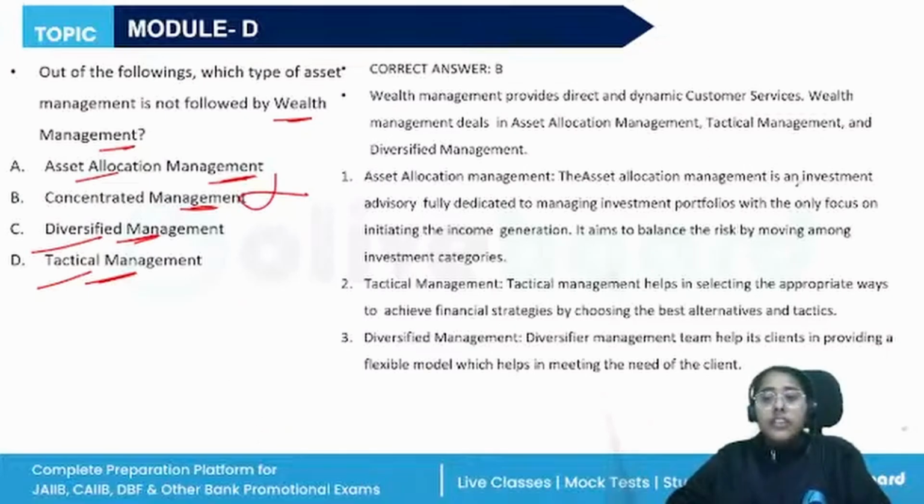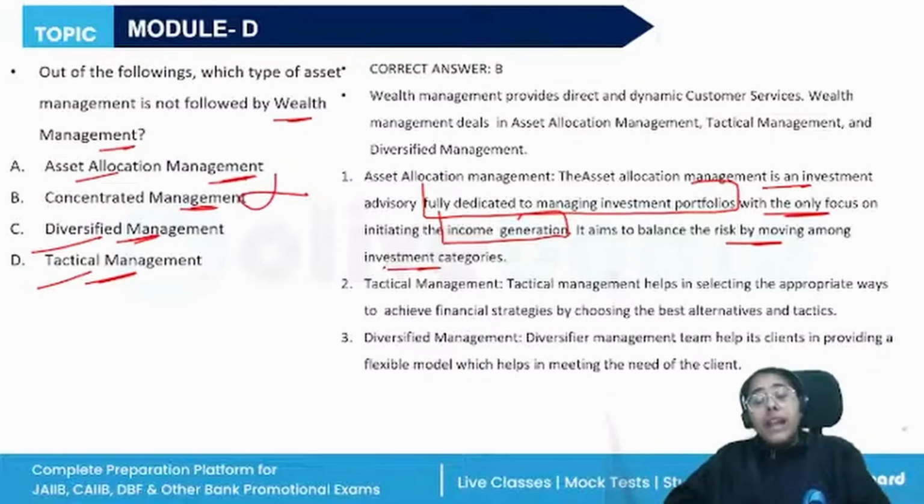So asset allocation is an investment advisory fully dedicated to managing the investment portfolios with the only focus on initiating income generation. This is the only reason or aim. It aims to balance the risk by moving among the investment categories. The area, let's say mutual fund or any other area that will generate more income, the managers can shift towards that particular component. Then tactical management, selecting the appropriate ways to achieve financial strategies.